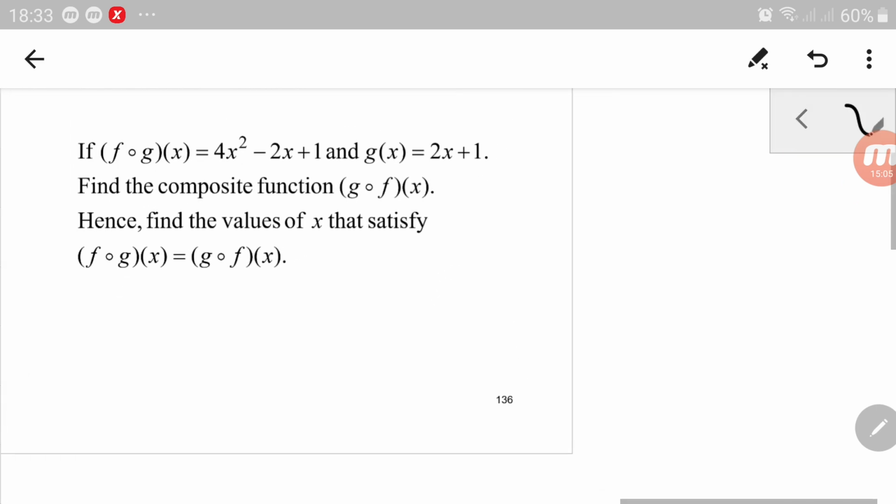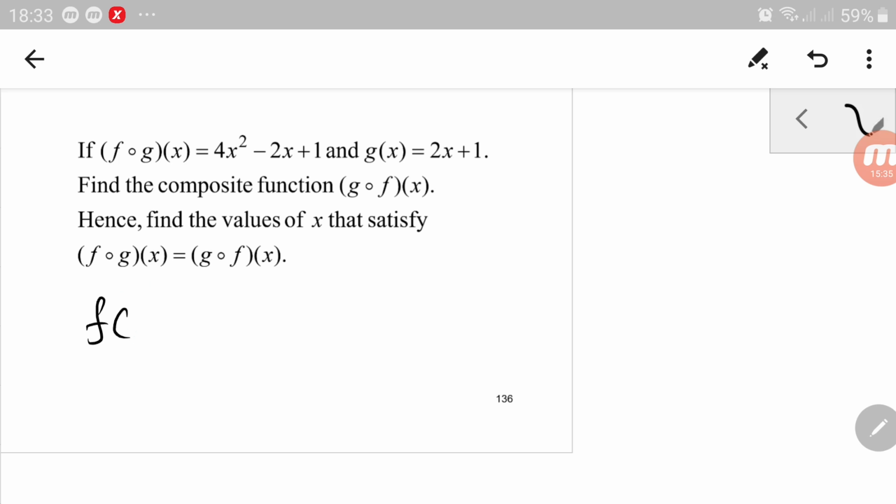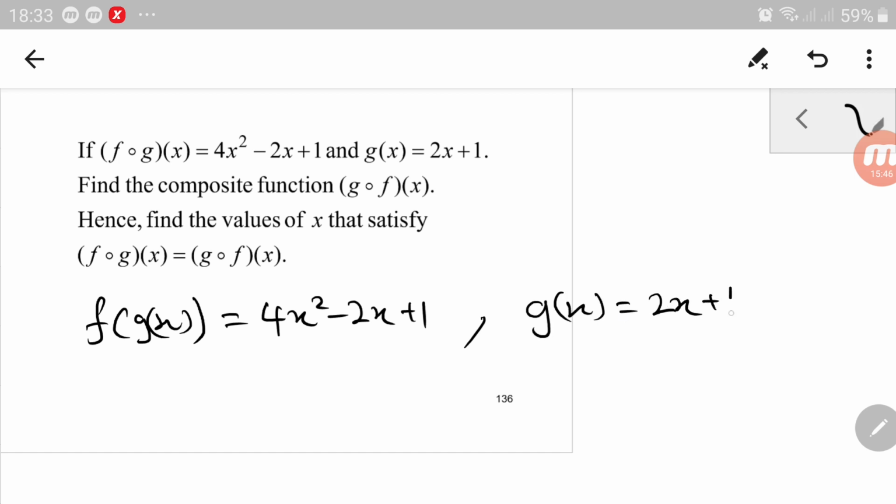Now, what's this? Looks horrible. If f composite g is that one and gx is that one, find the composite function of gf. Hence, find the values of x that satisfy those things. Well, first thing first, we need to find fx. So we have f composite gx, fx, 4x squared minus 2x plus 1. And then we have gx, 2x plus 1.